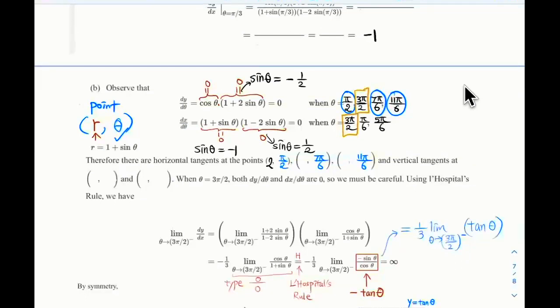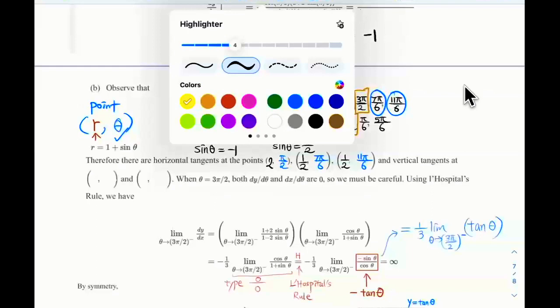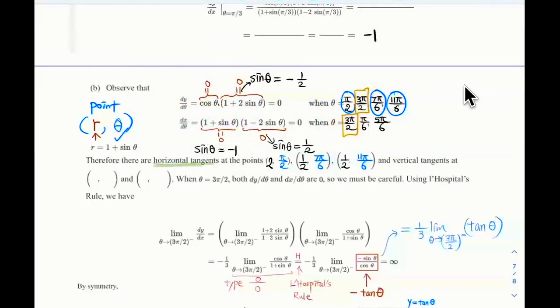It is 1 plus sine of 7 pi over 6. Now sine of 7 pi over 6 is negative 1/2. 1 plus negative 1/2 is 1/2. Yes, it is 1/2. You got it right. And the other one is also 1/2, right? Yeah, good job. So those are the horizontal tangents at these 3 points, right? Okay, good. Now we're going to talk about vertical tangent.